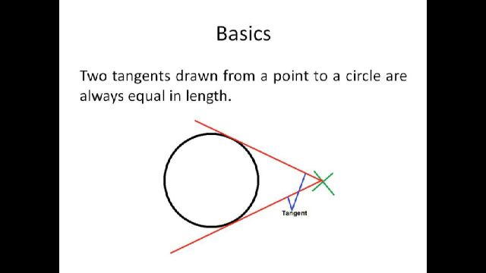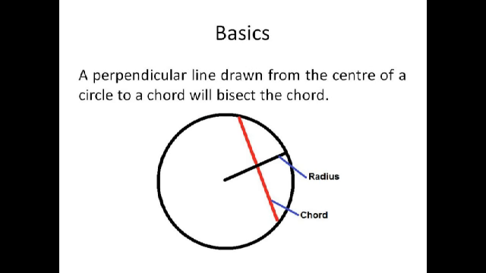The length of any two tangents from a point to the circumference of the circle will always be equal. A radius that's perpendicular to a chord will always bisect the chord, which means it will cut it in half.